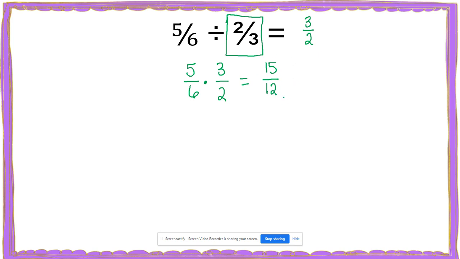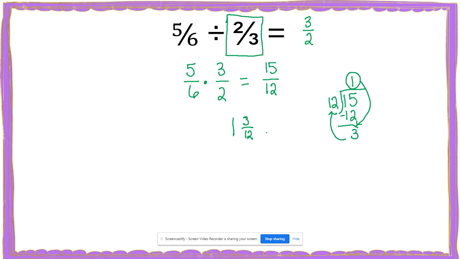Now I noticed that it's an improper fraction, so I can divide. If I divide 15 by 12, I'm going to get 1. 1 times 12 gives me 12, and I have a remainder of 3. To write this as a mixed number, I always start with my quotient, which is my whole number. So this is going to be 1, and then I'm going to have 3 as my numerator out of 12 as my denominator.